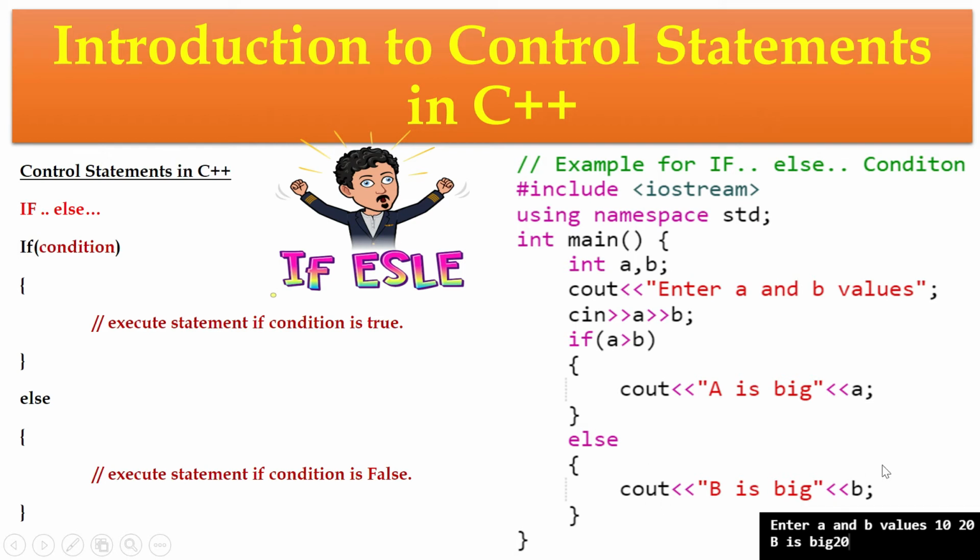So here's an example. I entered the values 10 and 20. 10 will be stored in the variable A and 20 will be stored in variable B. Now B is big.